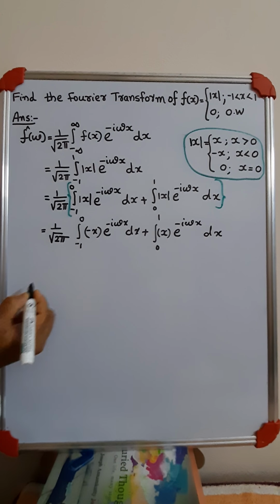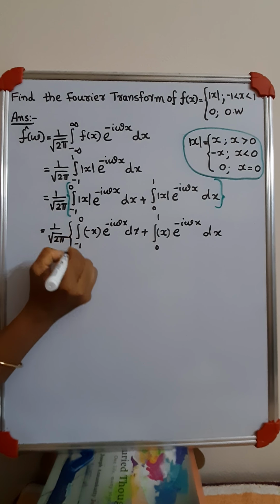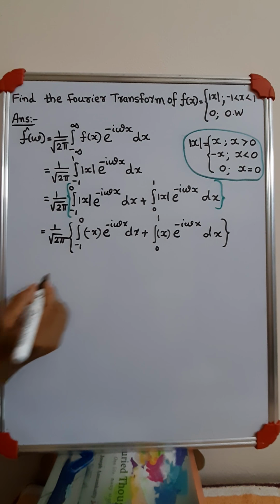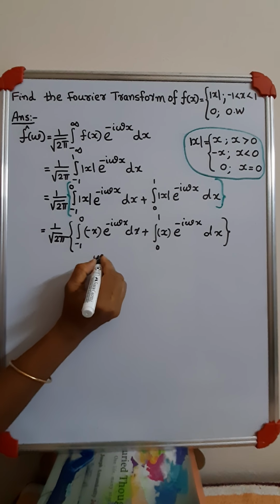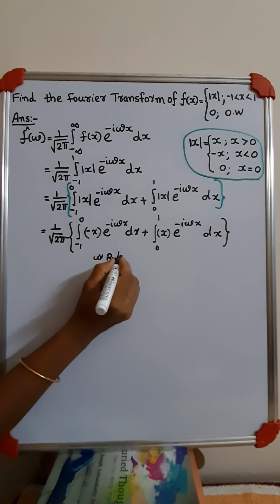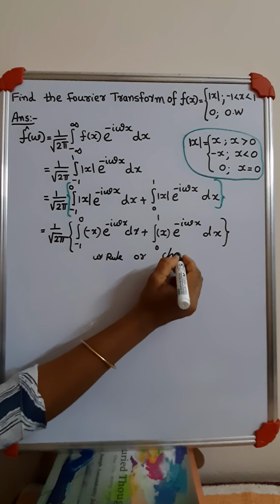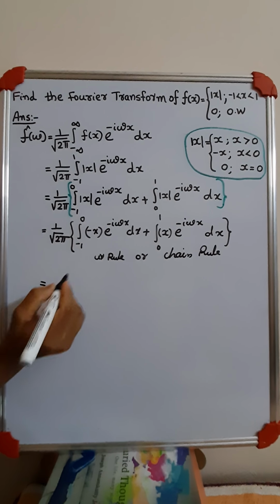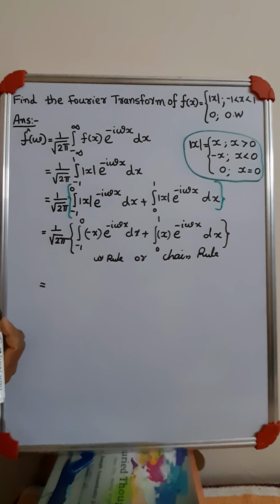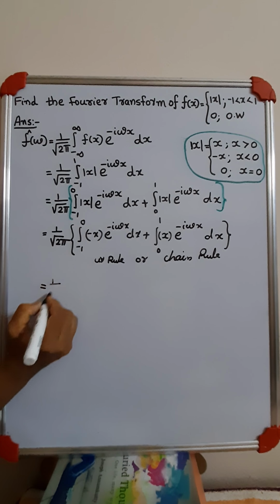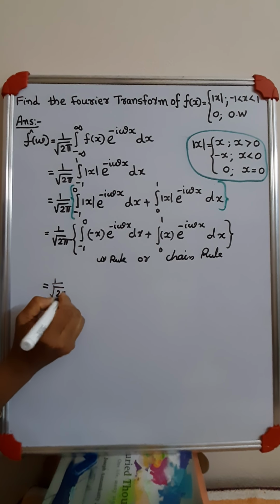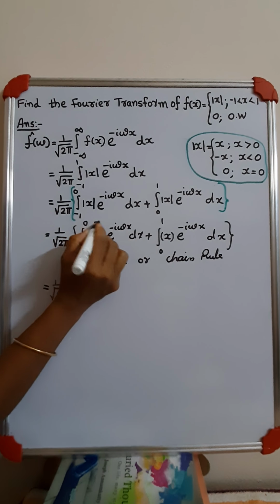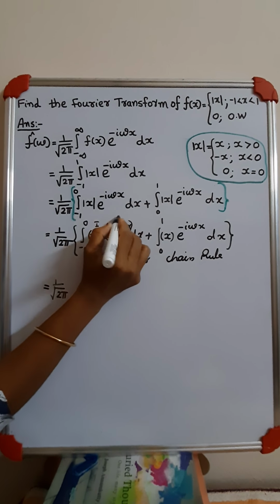Now we have to integrate this function. 1 by root of 2 pi is common for both the terms. Apply the uv rule or chain rule of integration. In this case, take the polynomial function as the first function. So 1 by root of 2 pi times integral -1 to 0: this is the first function and this is the second function.